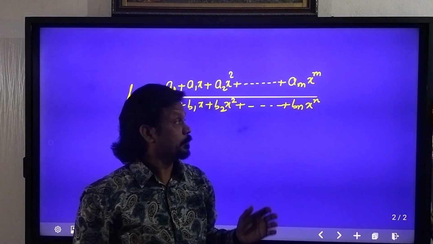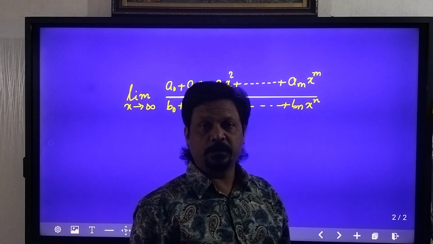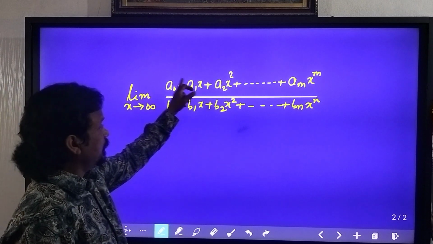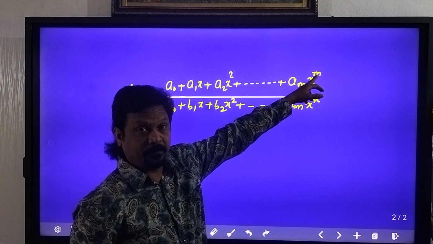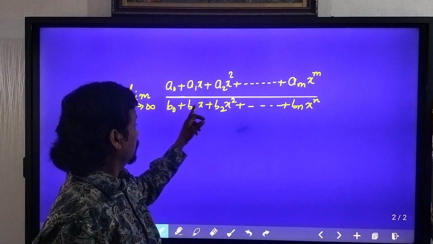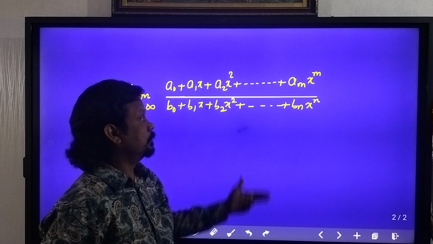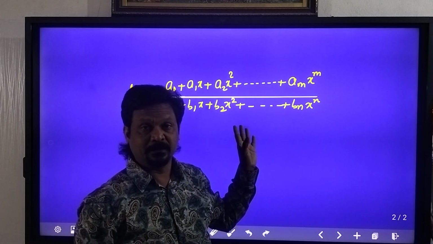Hello, my dear students, and today I am going to tell you a very interesting question which is based on infinite limit. Okay, see here. Here, the highest power of x in the numerator is m, and the highest power of x in the denominator is n. So, how to solve this problem? And practically, this is a formula.